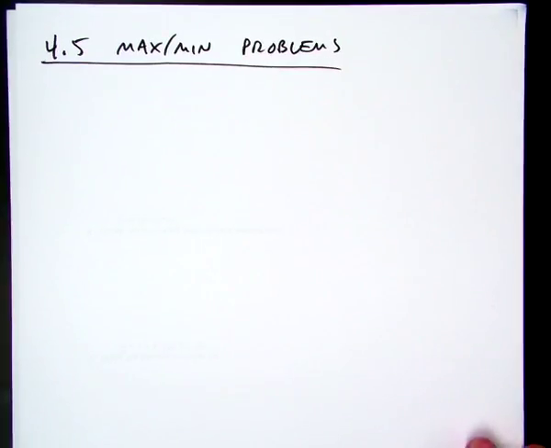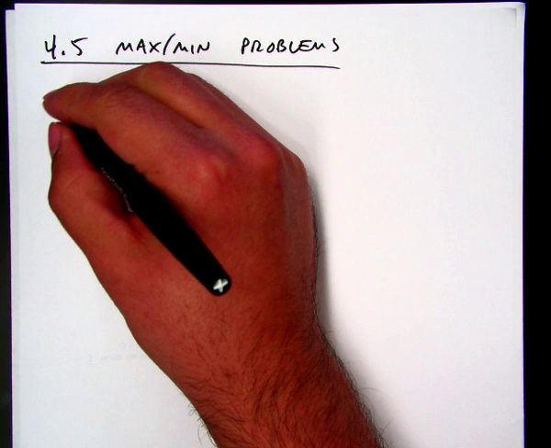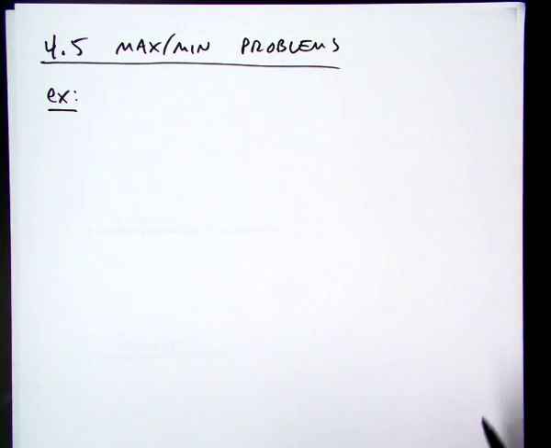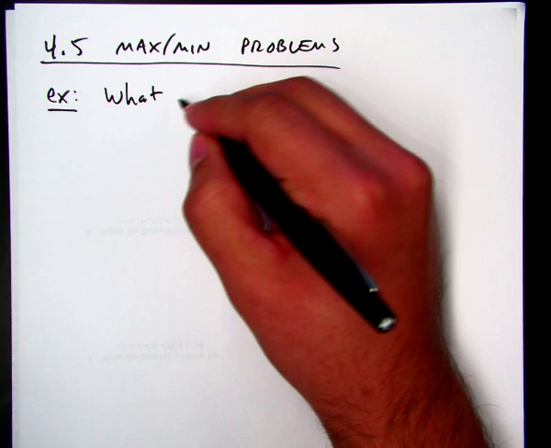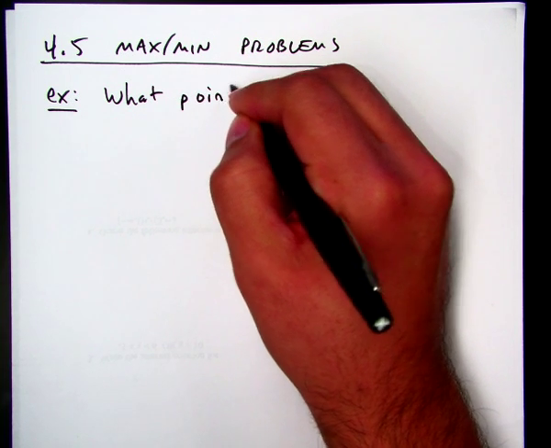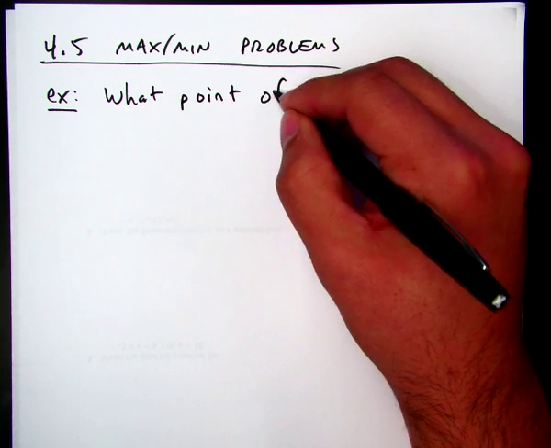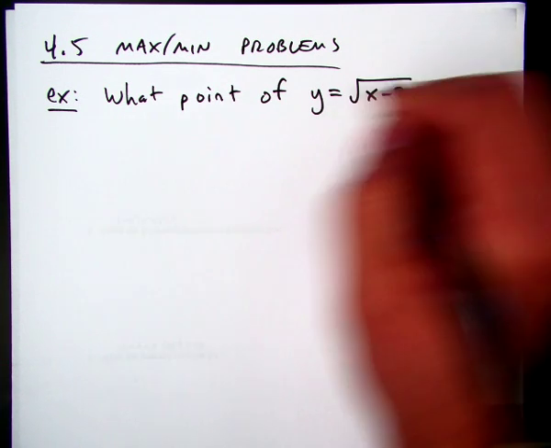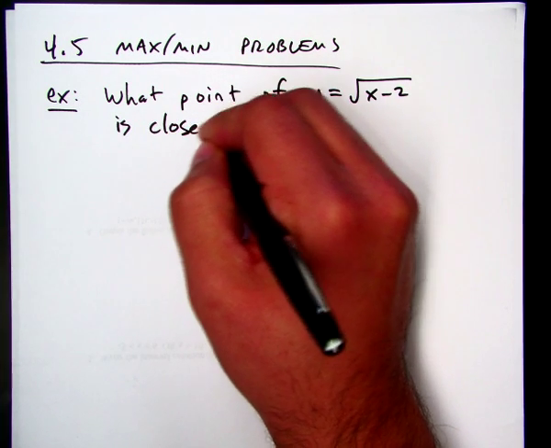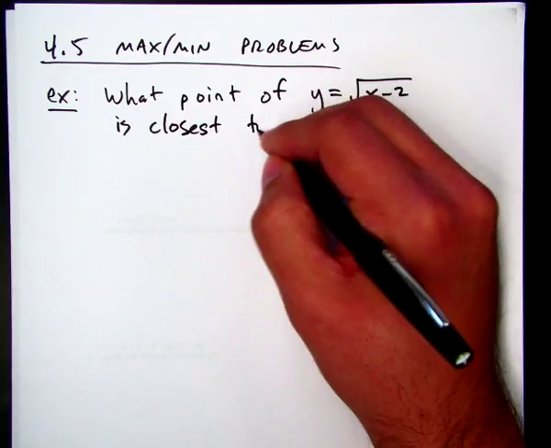Okay, so we have one thing left to do, which is to basically finish the problems that we were working on Friday. So we'll start with an example. And the question will be, what point on the curve y equals square root of x minus 2 is closest to the point (7, 0)?